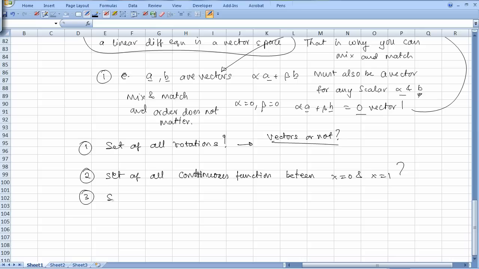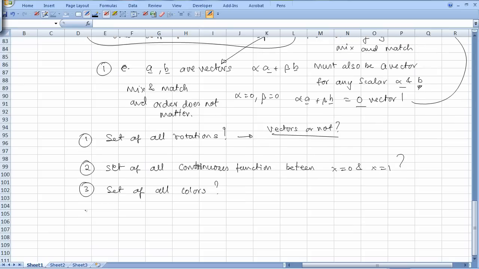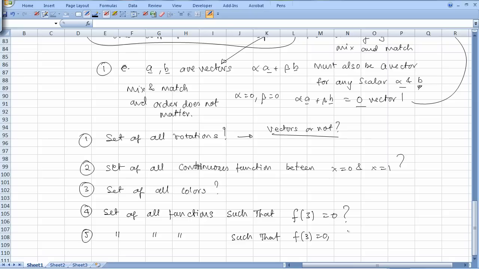3. Set of all colors. Is that a vector space? Is that not a vector space? What do you think? How about 4? Set of all functions such that f of 3 equal to 0. Is that a vector space? Is that not a vector space? Fifth one, set of all functions such that f of 3 equal to 0, f of 4 equal to 1.